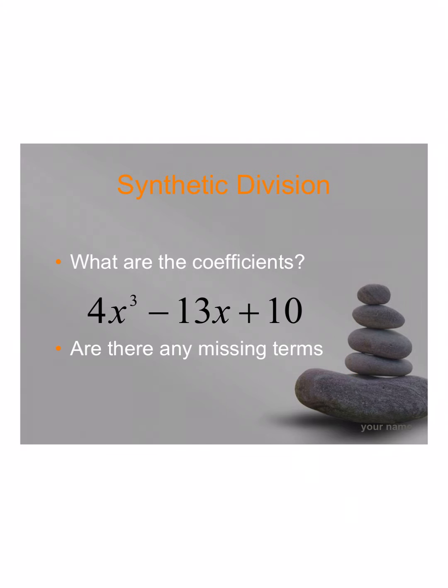All right, we're going to be dividing this, but we have a question here. First off, what are the coefficients, and do we see any missing terms?